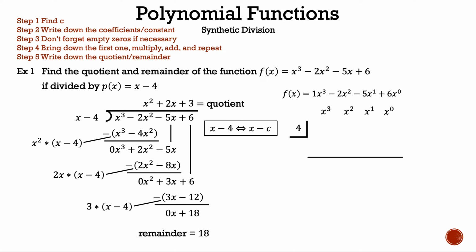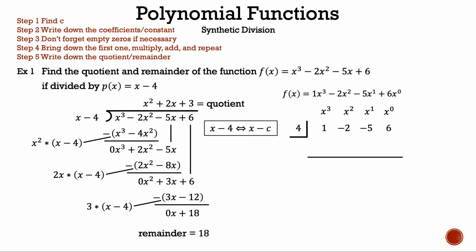Now, let's label each column so we know where the numbers go. We start with x to the power of 3, since the highest degree in our dividend is 3, and continue with x to the power of 2, x to the power of 1, and finally x to the power of 0. Now we can put the numbers down. So the 1 goes under the x to the power of 3, negative 2 under the x to the power of 2, negative 5 under x to the power of 1, and finally 6 under the x to the power of 0.